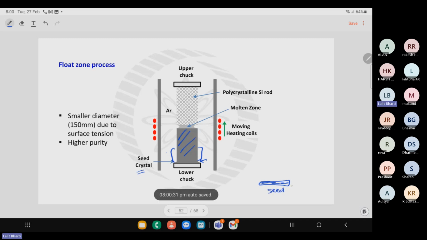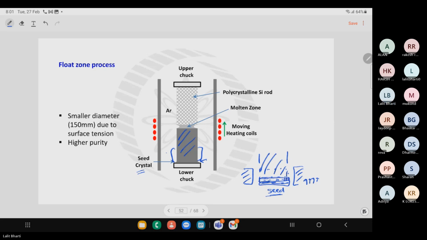So this seed will have some single orientation. Let's say all atoms are in this direction, and you have your polycrystalline material here. If you heat this area, the part in contact with your seed will liquefy, and it will change in the direction of your seed. Whatever plane direction your seed has, this area will again become crystalline in the same direction, and your heater will move upward.